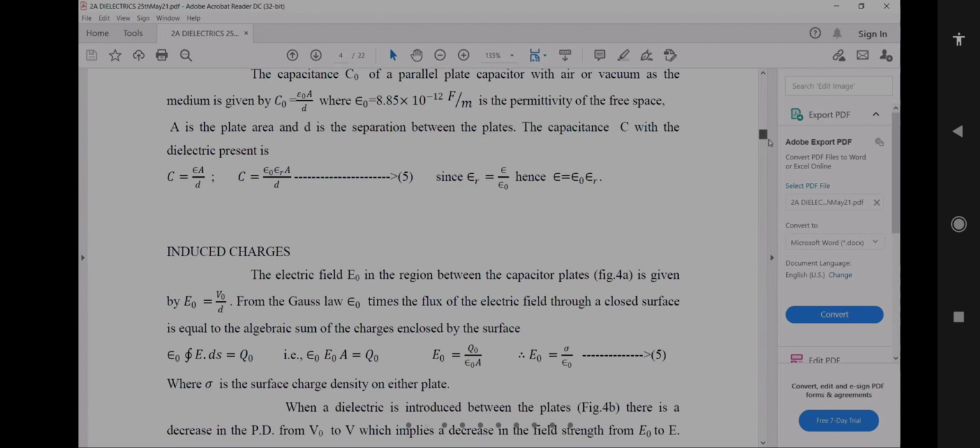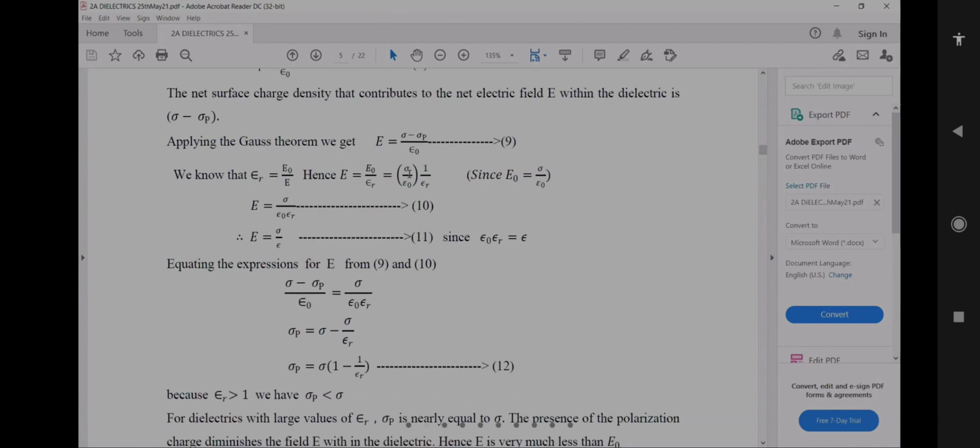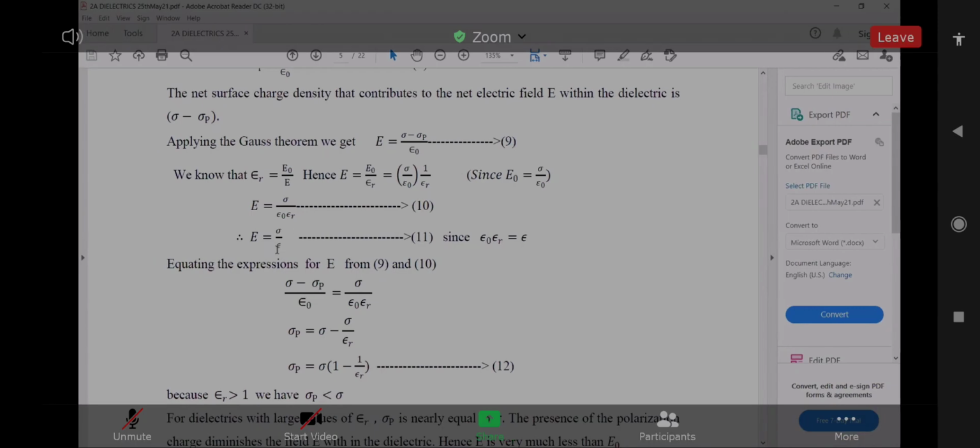So from Gauss theorem, the E naught value is sigma by epsilon naught, then substituting this, E is equal to sigma by epsilon naught into 1 by epsilon_r. What is epsilon naught epsilon_r? That is the permittivity epsilon. Epsilon is equal to epsilon naught epsilon_r. So E is equal to sigma by epsilon.